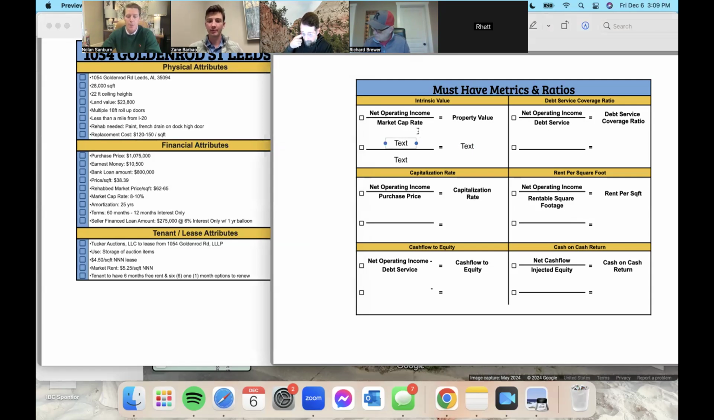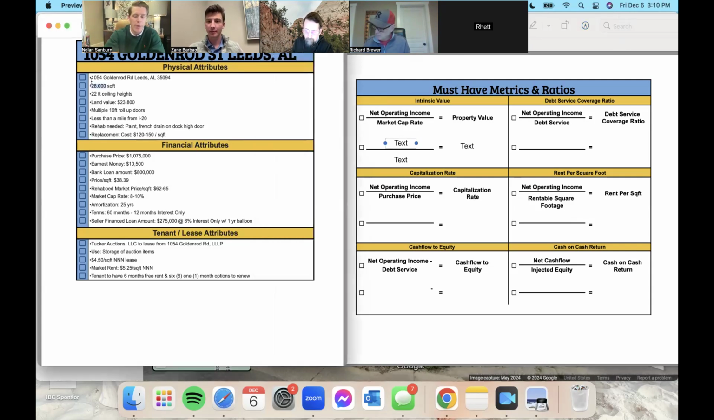Multiply. All right, what are we multiplying? The rent per square foot times the square footage. Nice. All right, so we've got 28,000 square feet, 28,000 multiplied by $4.50. So that equals a net operating income.